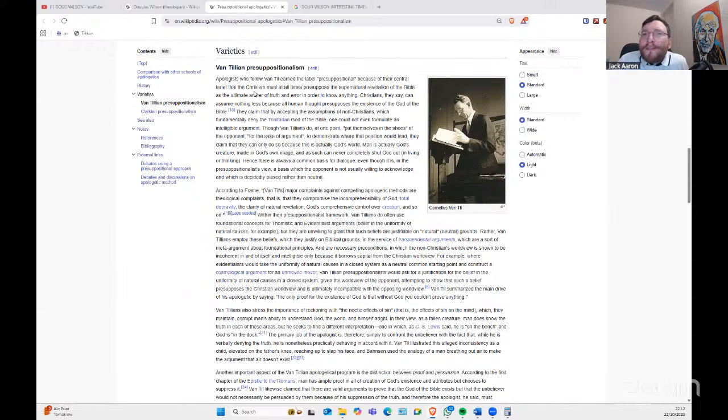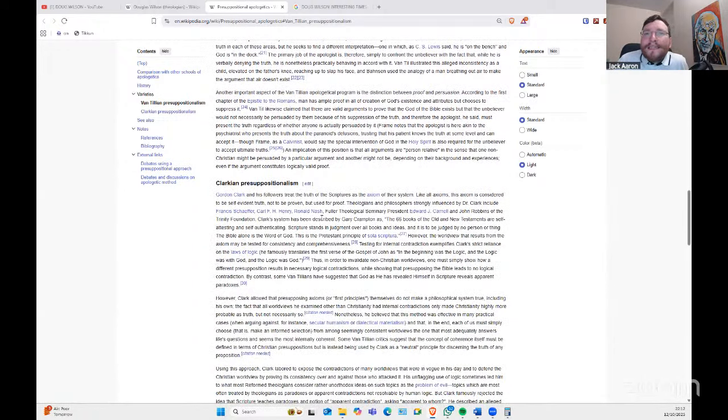Based on the central tenet that the Christian must at all times presuppose the supernatural revelation of the Bible as the ultimate arbiter of truth and error in order to know anything. This is the idea you need to accept this fundamental axiom in order to know anything. That's very introverted logic. Very introverted logic.